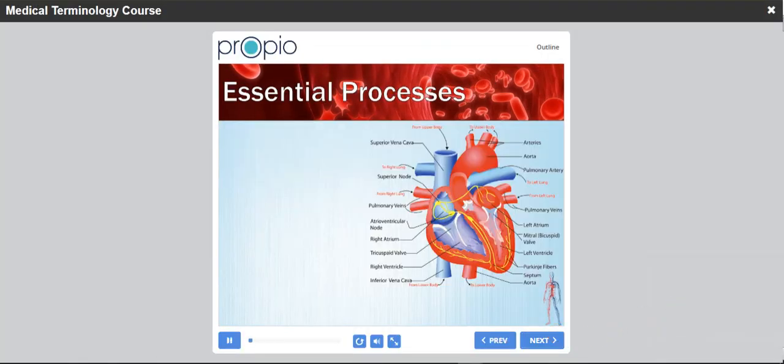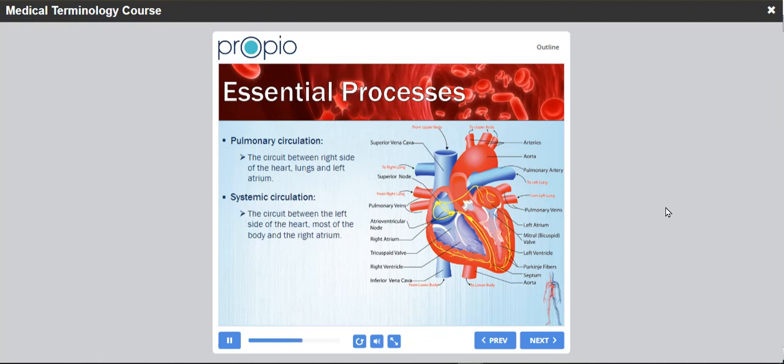Let's talk about the kinds of circulations there are. The pulmonary circulation. That is the circuit between the right side of the heart, lungs, and left atrium. The systemic circulation is the circuit between the left side of the heart, most of the body, and the right atrium. And finally, the coronary circulation. It includes the arteries that provide oxygen-rich blood to the heart muscle.